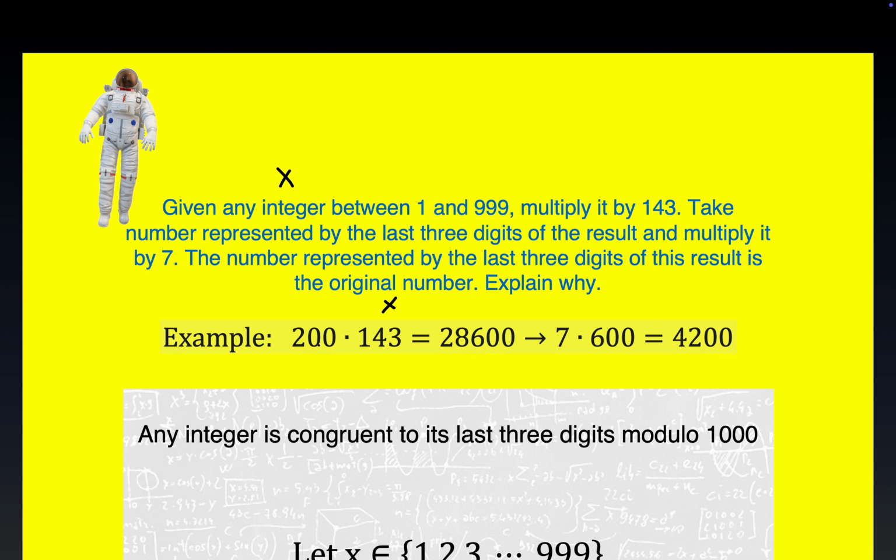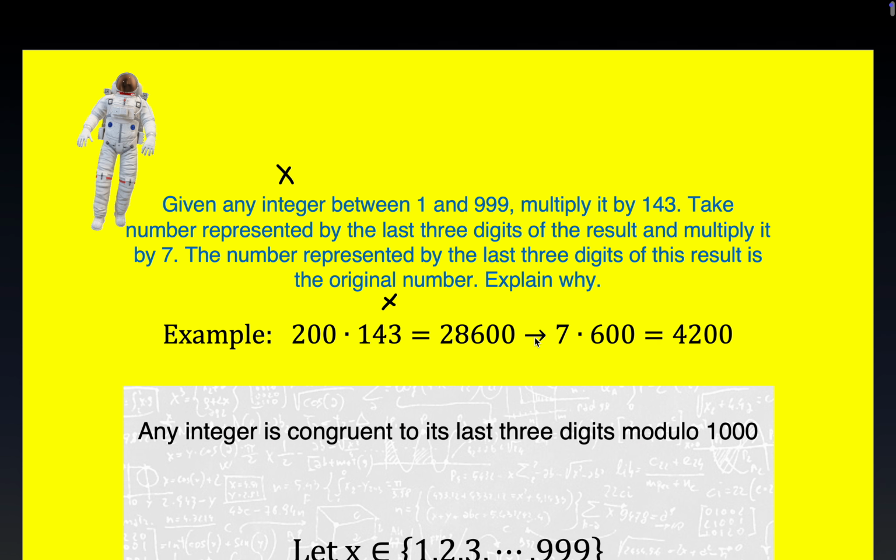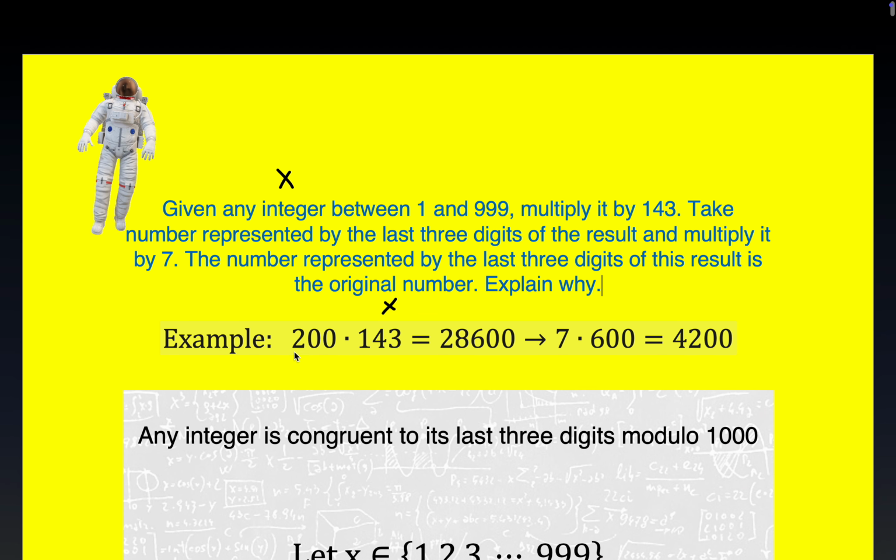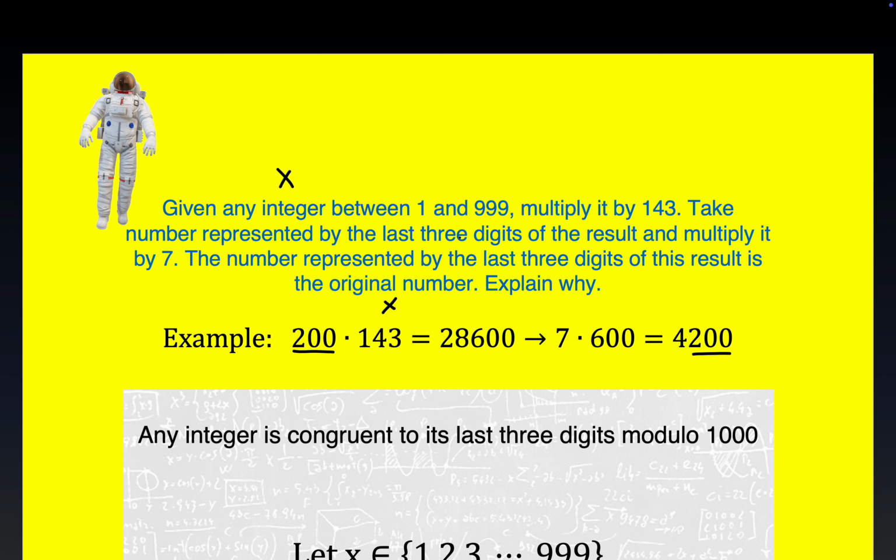So I took the number 200, that's certainly between 1 and 999. Multiplied it by 143, that's an easy mental multiplication. Now notice the remainder here is 600, or the last three digits, excuse me. Now you multiply that again by 7, you get 4,200, and notice you end up with 200 right here, 200 right here. That's what it's saying.